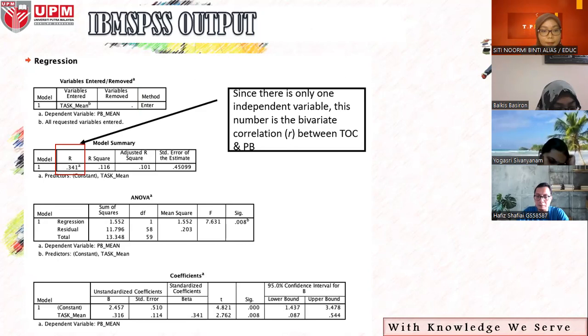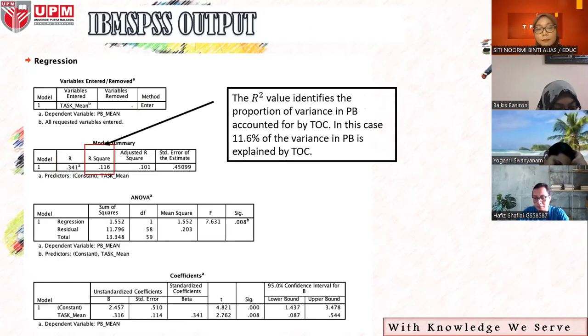Okay, so R squared will indicate the amount of variance explained. R squared or coefficient of determination identify the proportion of variance in DV accounted for by IV. Okay, how much variance in DV explained by our IV. Okay, so in this case, we can say that 11.6% of the variance in philanthropic behavior is explained by task-oriented coping.